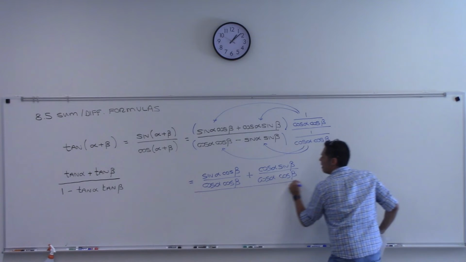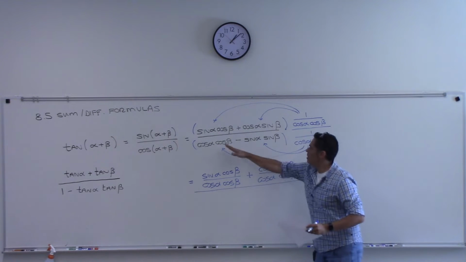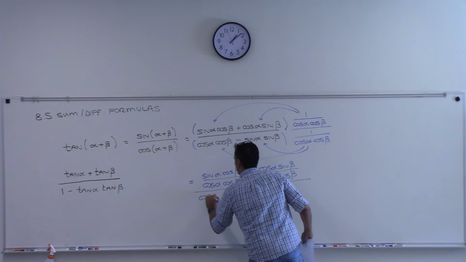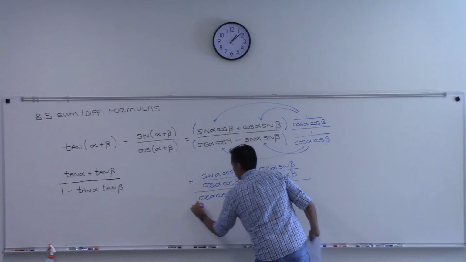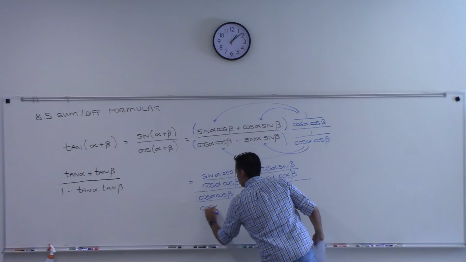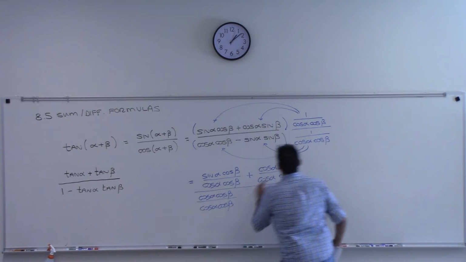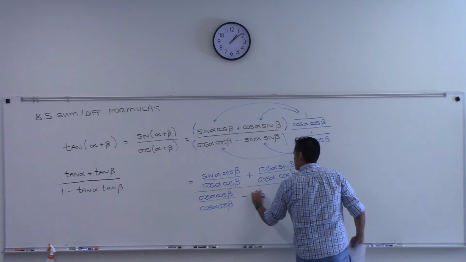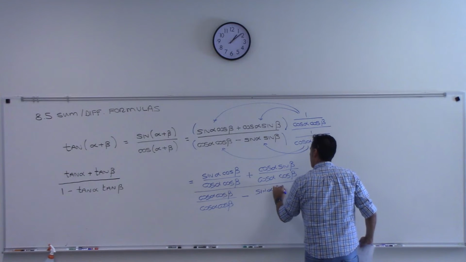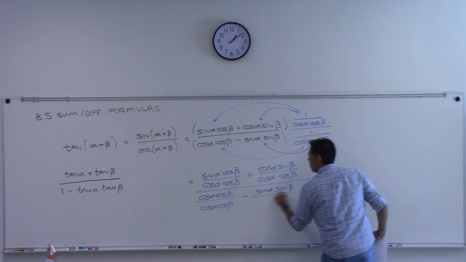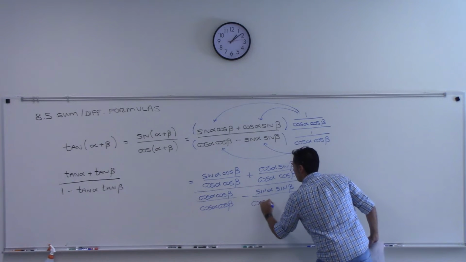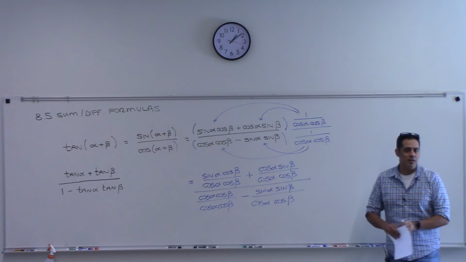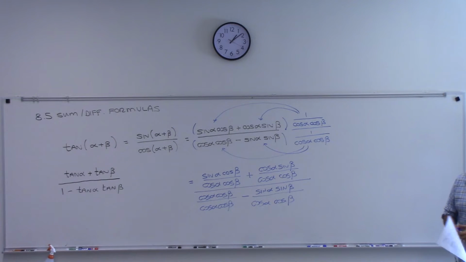All of that divided by, and now we do this here and then here. Cosine alpha cosine beta over the same thing, right? Cosine alpha cosine beta. That's this to this. Then minus sine alpha sine beta over cosine alpha cosine beta. And now a bunch of things are going to start canceling out. Any questions?